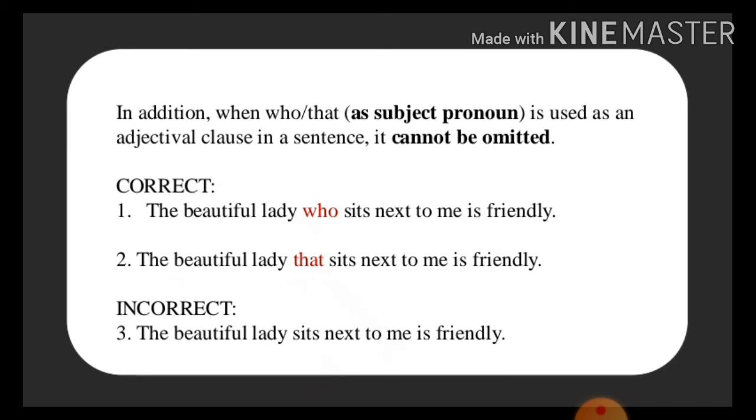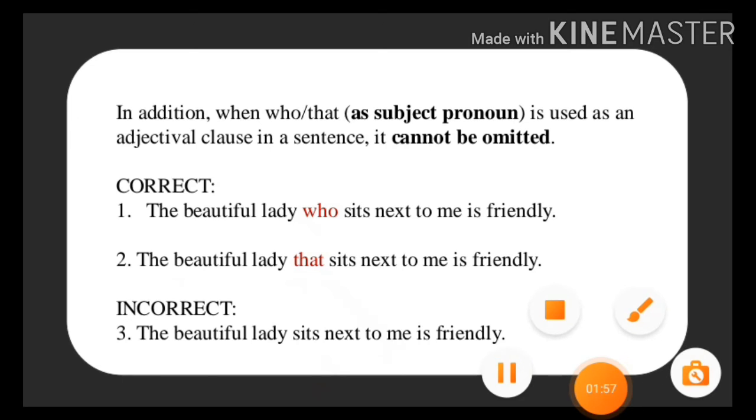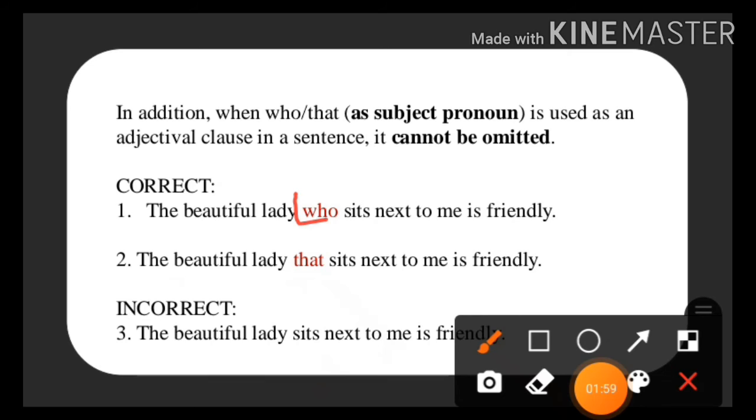Contohnya, for the example, the beautiful lady who sits next to me is friendly. And the beautiful lady that sits next to me is friendly. Who dan that in here cannot be omitted. Tidak boleh dihilangkan ataupun dihapuskan. Kenapa? Nanti kalau dia dihilangkan atau dihapuskan, nanti jadinya akan seperti ini.